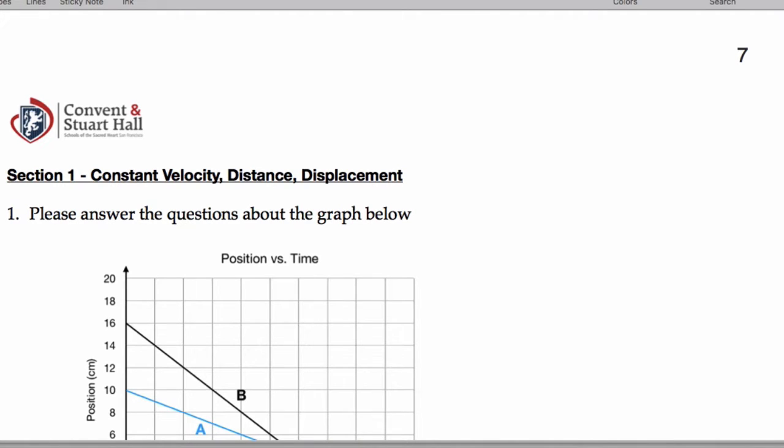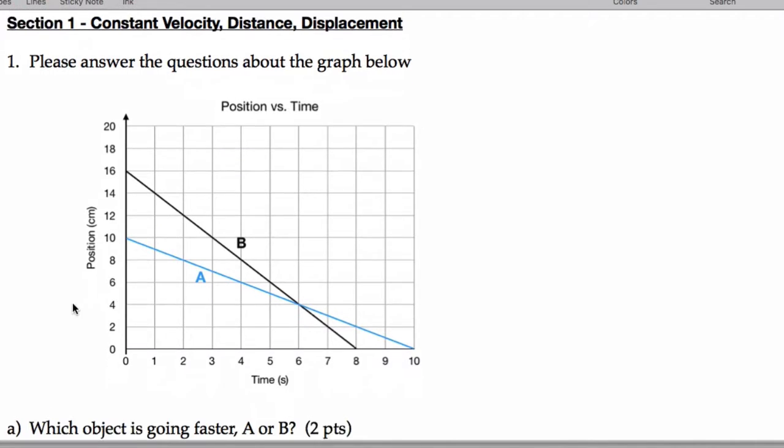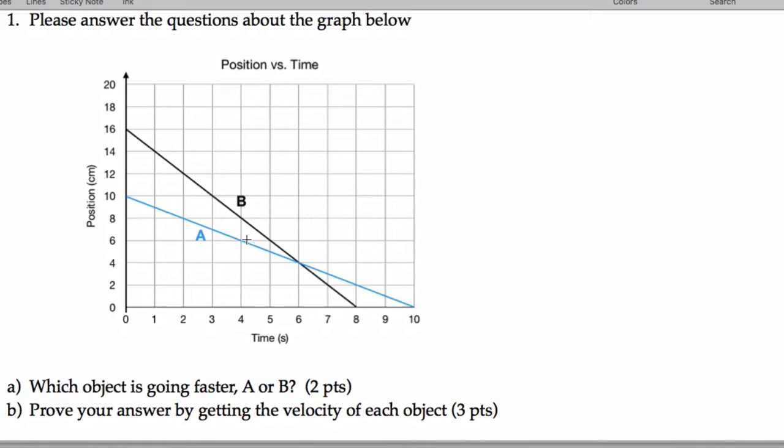So first, we're going to have this question. We've got a graph below here, and we're going to go ahead and answer some questions about it just to be clear. So we have two objects moving, and we want to examine some features of this position graph. So we want to ask, first of all, which object is going faster?